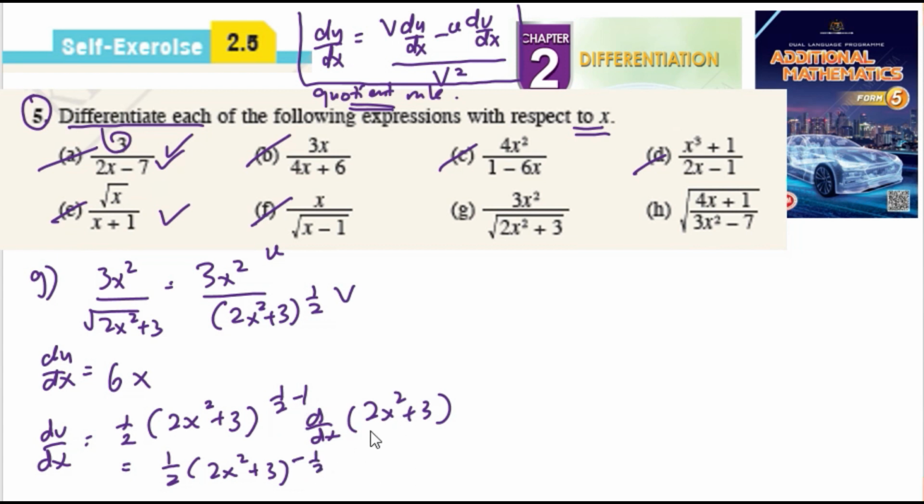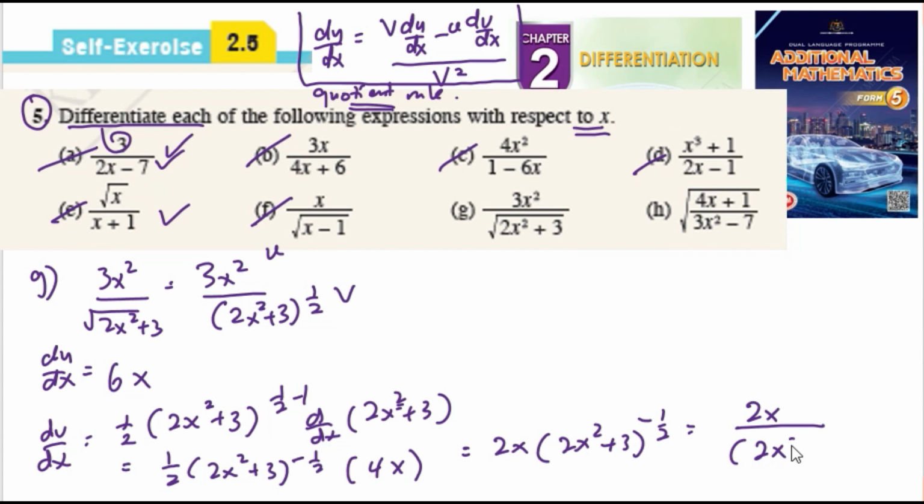When you differentiate 2x squared, 2 times 2 is 4, and then the power of x minus 1, you get x. So here half times 4x, you get 2x times 2x squared plus 3 to the power of negative half. You don't want the power to be negative, so this is equal to 2x divided by 2x squared plus 3 to the power of half. Half is also equal to square root, so it is 2x divided by the square root of 2x squared plus 3.